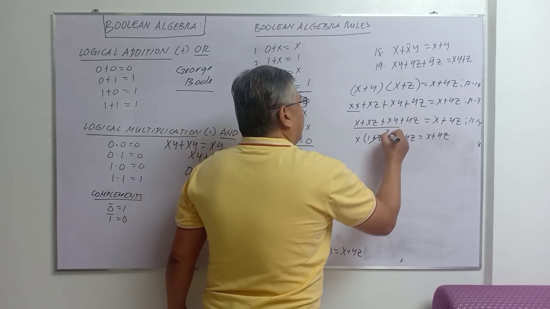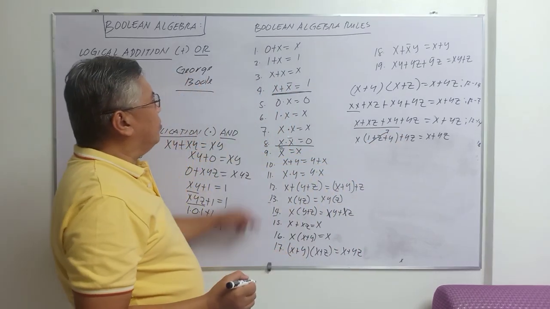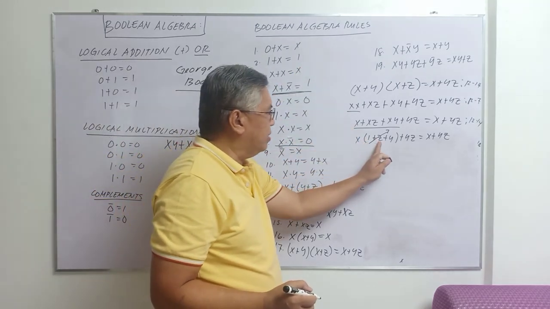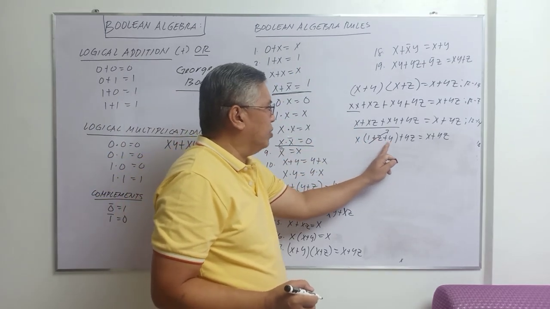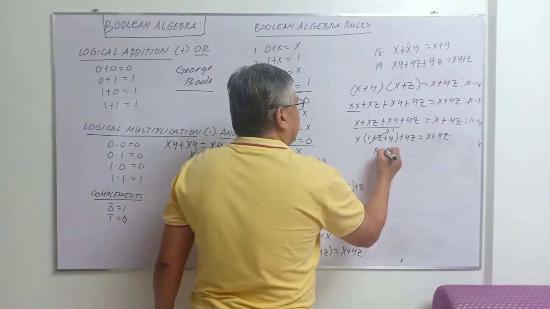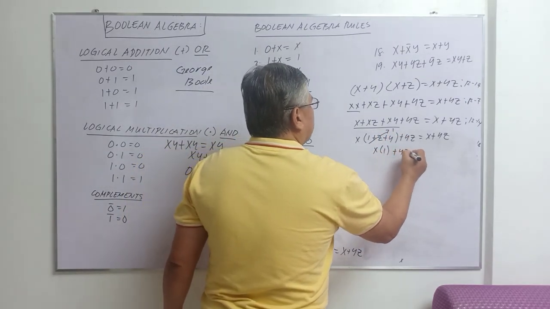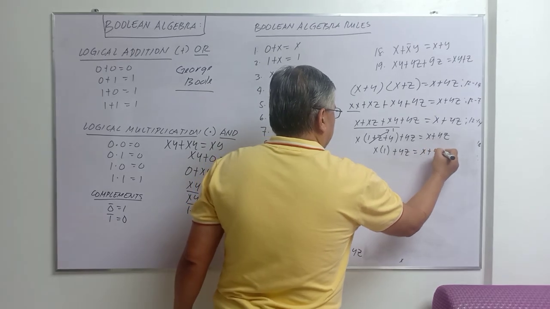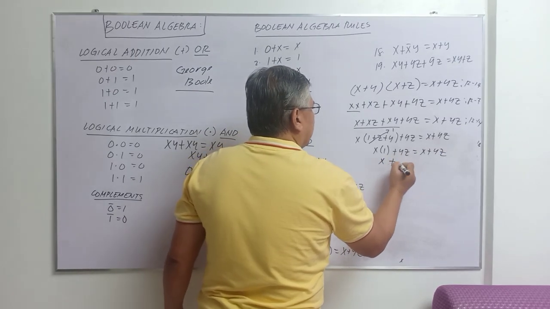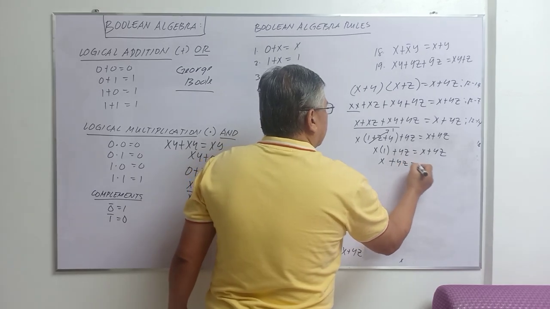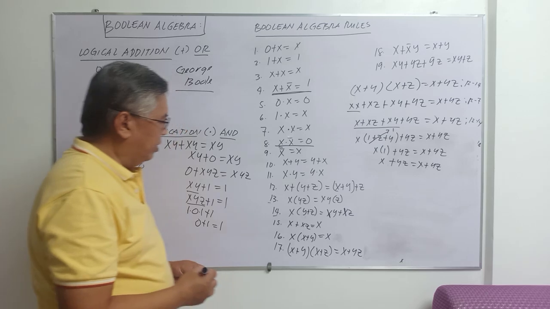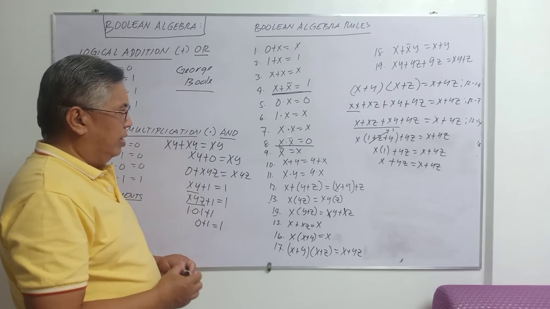Again, any variable or variables added to 1 is equal to 1. Because 1 + z is equal to 1, 1 + y is also equal to 1. Right? So you have x times 1 + yz = x + yz, or x + yz = x + yz. That is rule number 17.